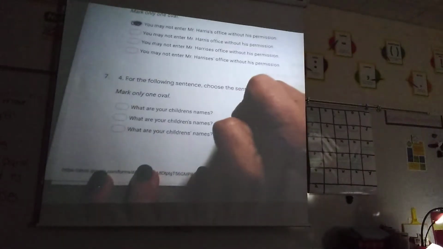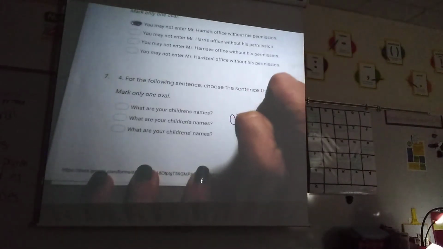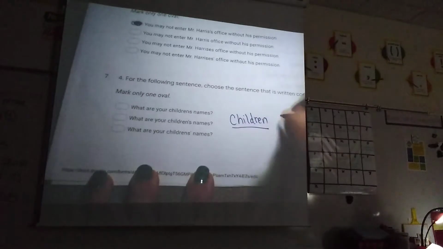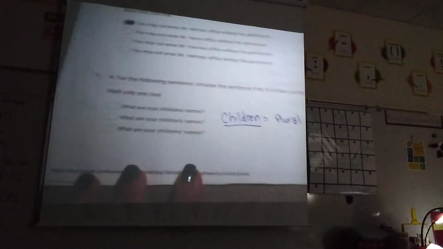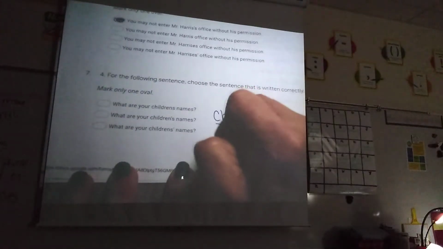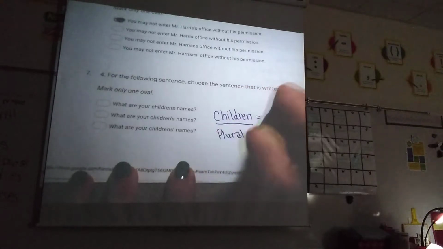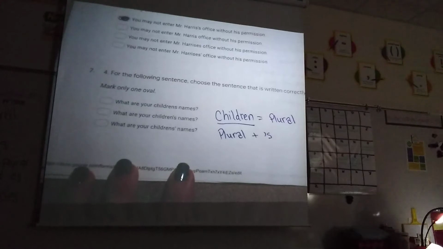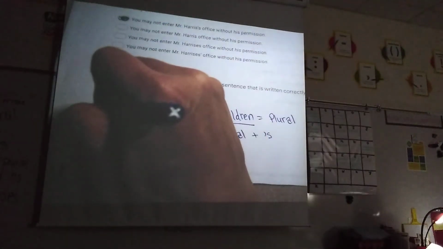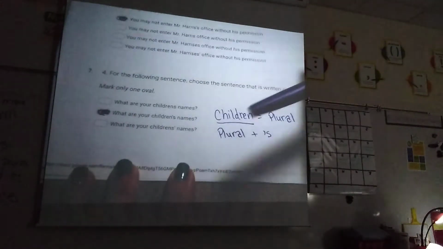Number 4. "What are your children's names?" Well, this one we have to look at the word children. Children by itself is plural. So we already know that we have more than one child that we're talking about. So the rule with children to make it possessive is you just add the apostrophe S. Okay? Because children is already plural, if we're showing possession about the multiple children, we just add the apostrophe S. And that's why our second response would be the correct response. We're talking about multiple children.